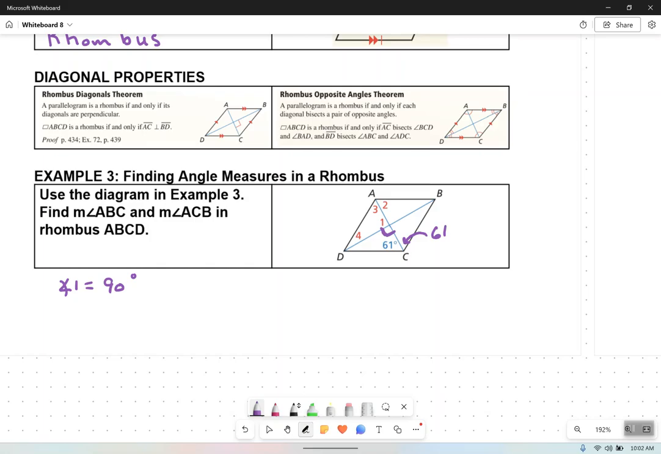What do angle 2 and angle 3 have to equal? Because they're opposite of each other, right? It's a rhombus. They're opposite of each other. They've got to be 61 degrees also. Okay.